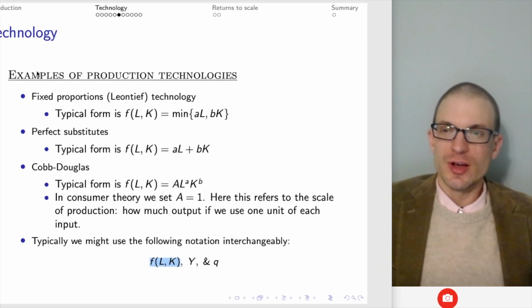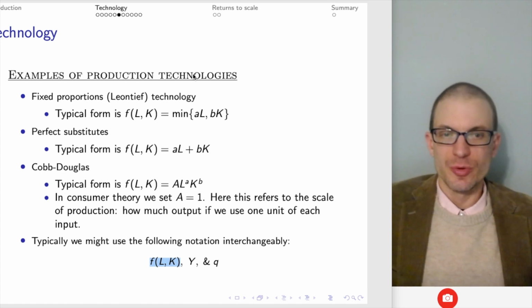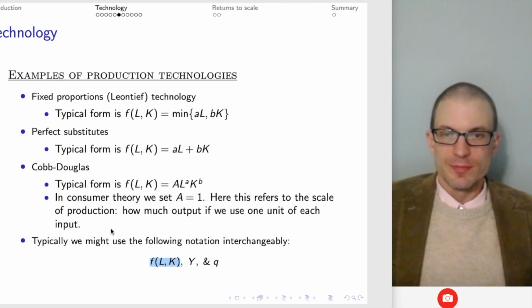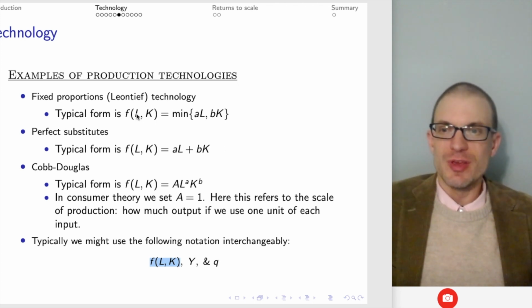All right, so here's a collection of the production technologies that we'll see, and they look really familiar. We have our Leontief fixed proportions, we have our perfect substitutes, we have our Cobb-Douglas. And then my note about notation. The first thing is L is going to be the amount of labor input, K is going to be the amount of capital input. This is if labor and capital are entering as complements, right? Fixed proportions. The amount that we're going to be able to produce is limited, right? We're constrained by either the amount of machines available or the amount of labor available.